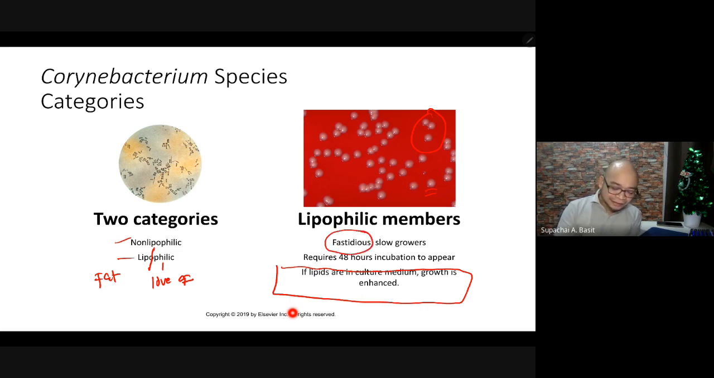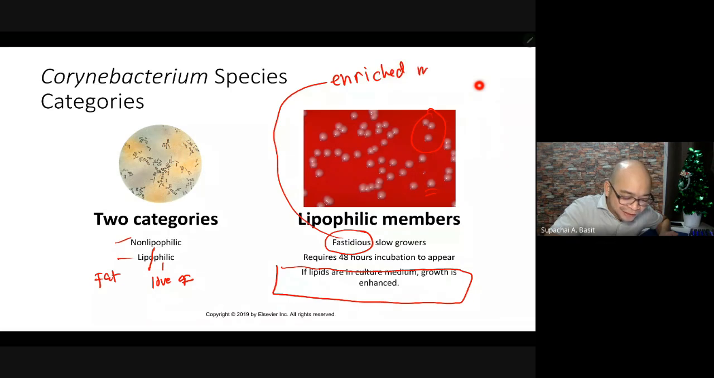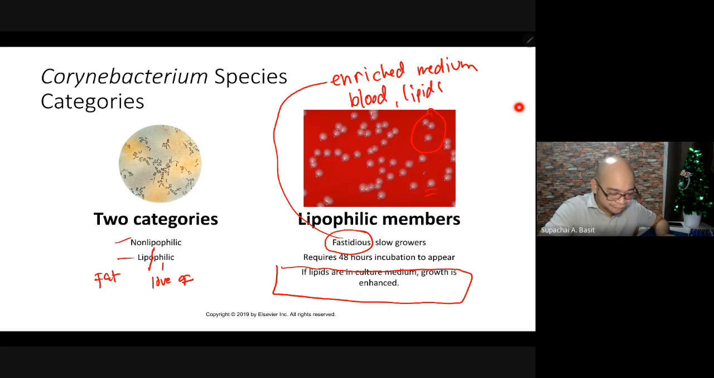Let's recall what we mean by fastidious. Fastidious organisms need enriched medium for them to grow. When we say enriched medium, it means you have added additional nutrients to the culture media, and these additional nutrients can be in the form of blood, for example, lipids. That is for lipophilic microorganisms such as Corynebacterium.